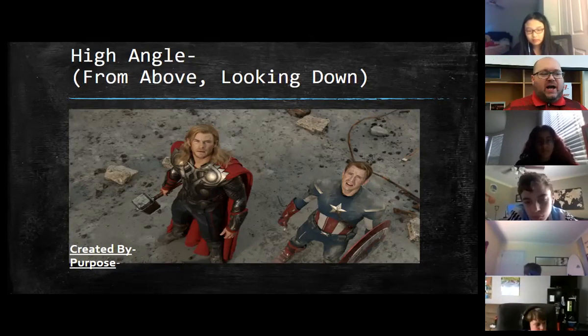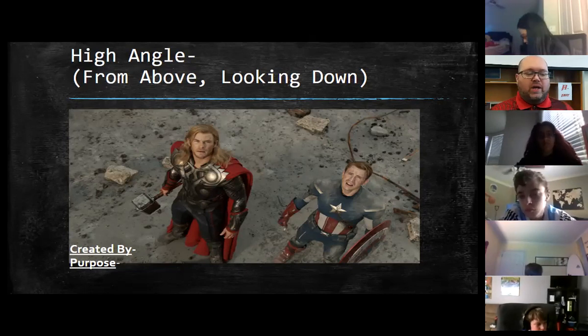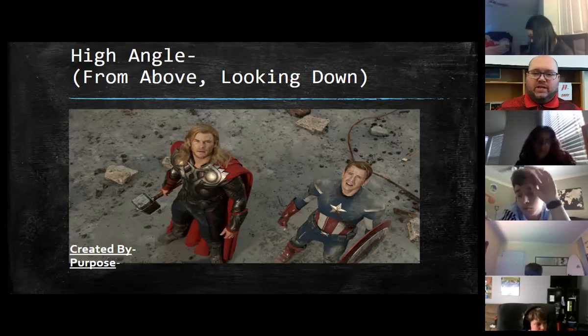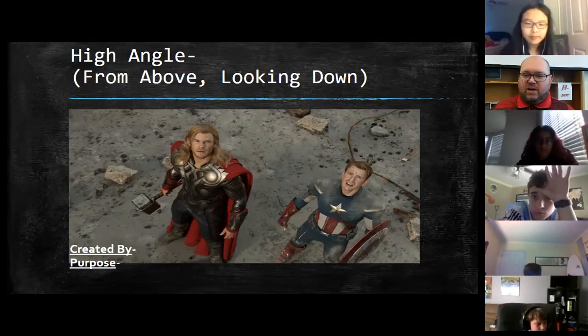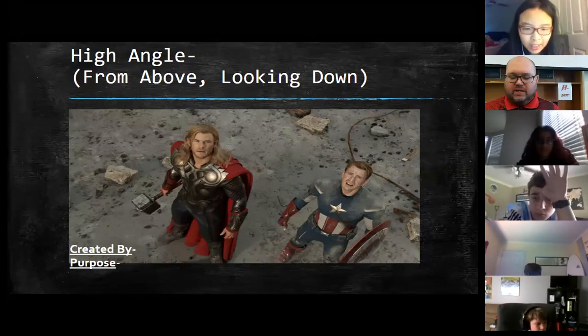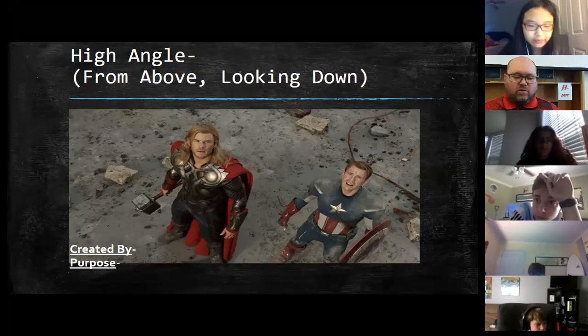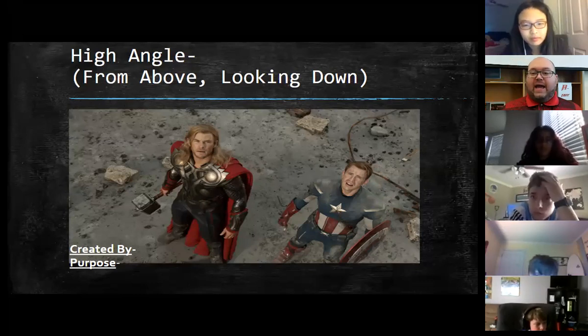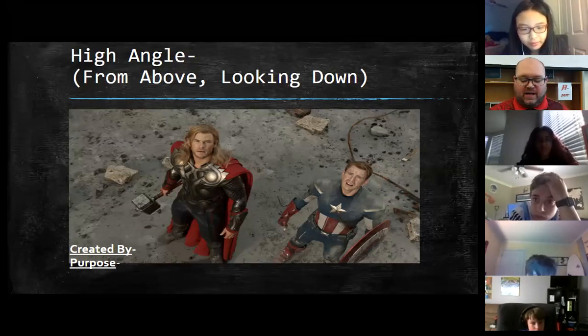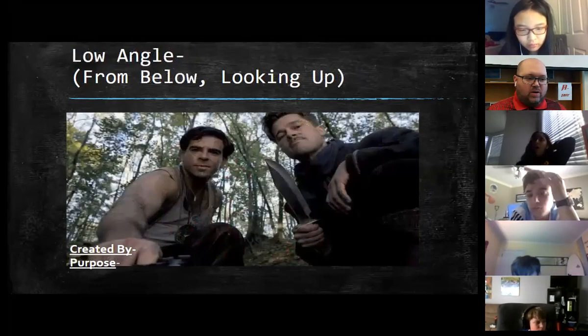Now, if this is a high angle and it's used to make our subjects look small and weak, then if we reverse this, what's our next angle going to be, Pixie? A low angle. A low angle shot. So, at least by common sense, we're probably going to have an opposite effect on all of this. And that's what we're going to look at here. So our third angle for our camera is called a low angle.